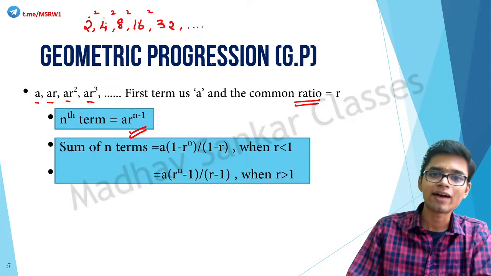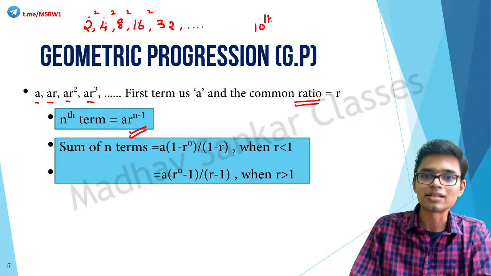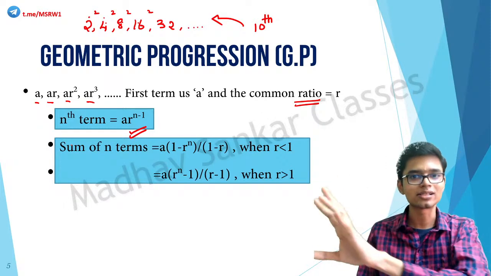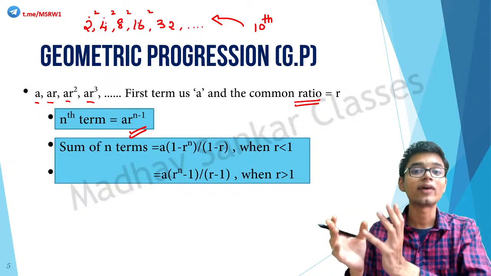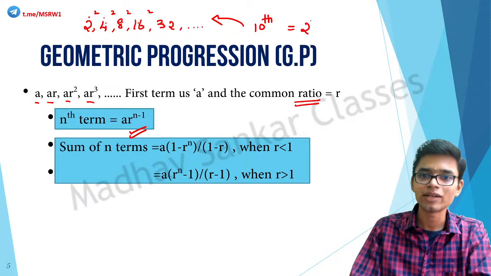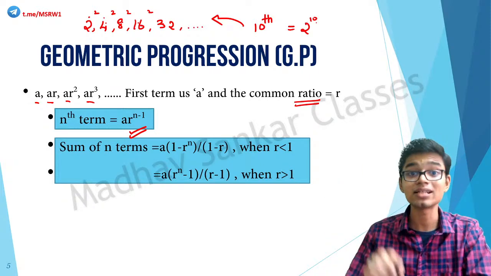Suppose we have to find the 10th term in this series: 2, 4, 8, 16, 32. In that series, you need to find the 10th term, which essentially means we have to find the value of, we already know the answer, 2 raised to 10. That is 1024.